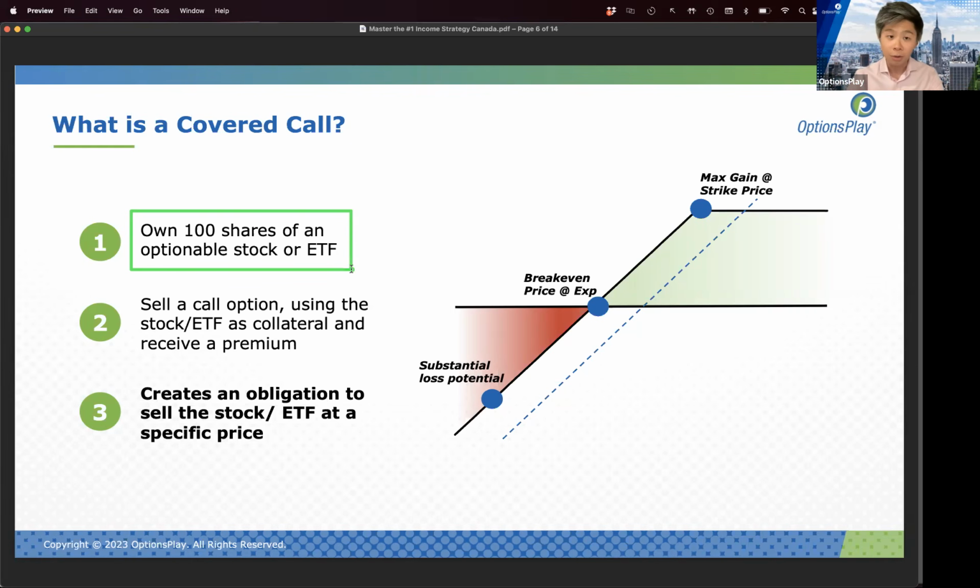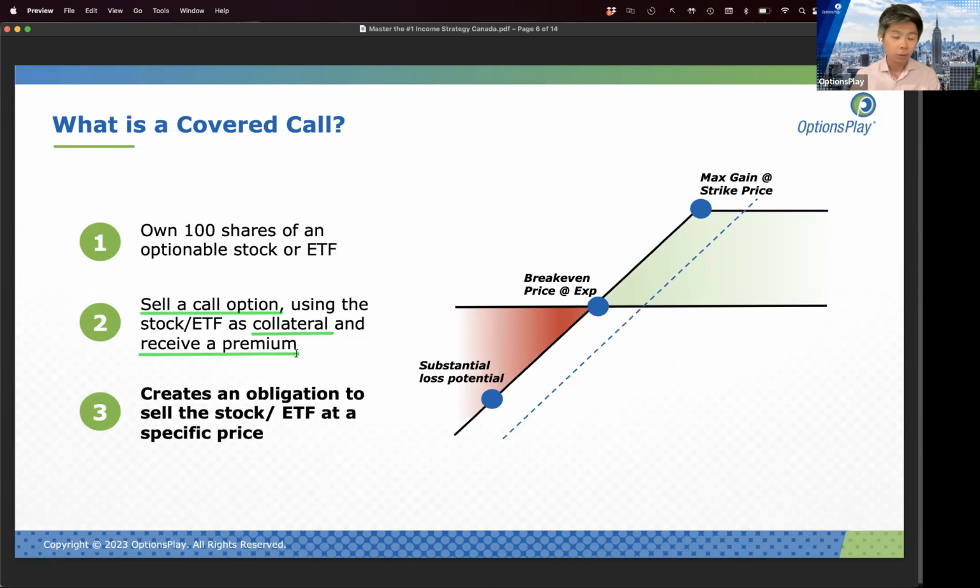If you have both 100 shares and an optionable stock or ETF, what you're trying to do is sell a call option. And what you're doing is using the stock or ETF position that you have as the collateral in order to receive the premium for selling that call option.